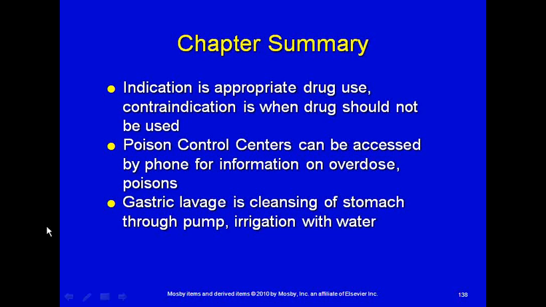indication is the appropriate drug is used. Indication is why a drug is needed. We give nitroglycerin; it is indicated for cardiac-related chest discomfort. Contraindication is when a drug should not be used. Nitroglycerin is contraindicated in patients whose blood pressures are less than 90. Poison control centers can be accessed by phone for information on overdose poisonings.